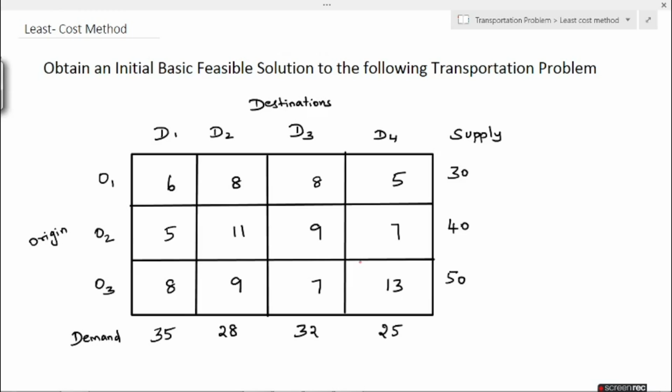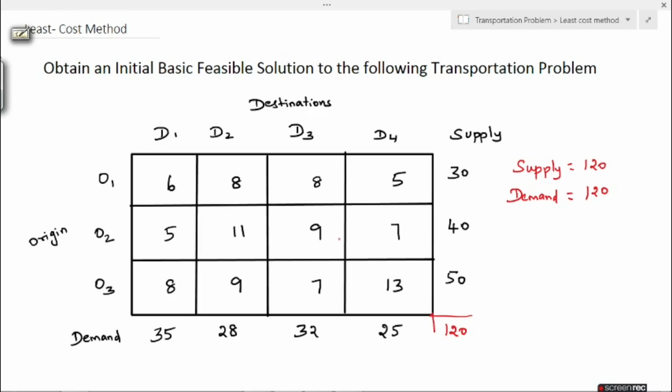Before solving the problem, first we have to check whether it is a balanced or unbalanced transportation problem. So we have to calculate supply and demand. The supply is 30 plus 40 plus 50, which adds up to 120. Similarly, demand is 35 plus 28 plus 32 plus 25, which again adds up to 120. So both are equal, and the total is 120. Therefore it is a balanced transportation problem.